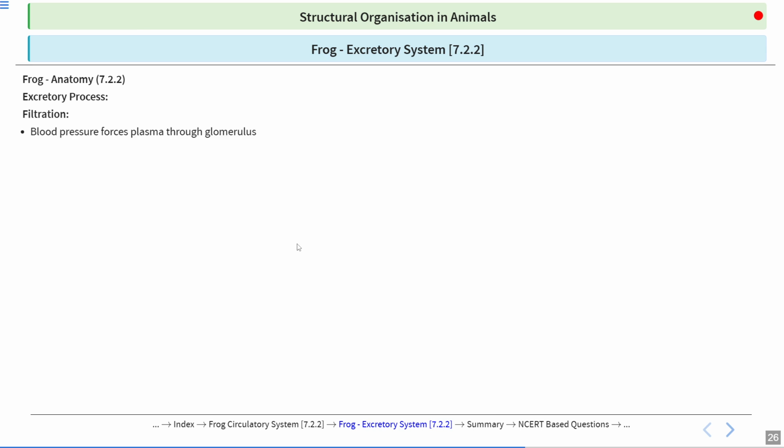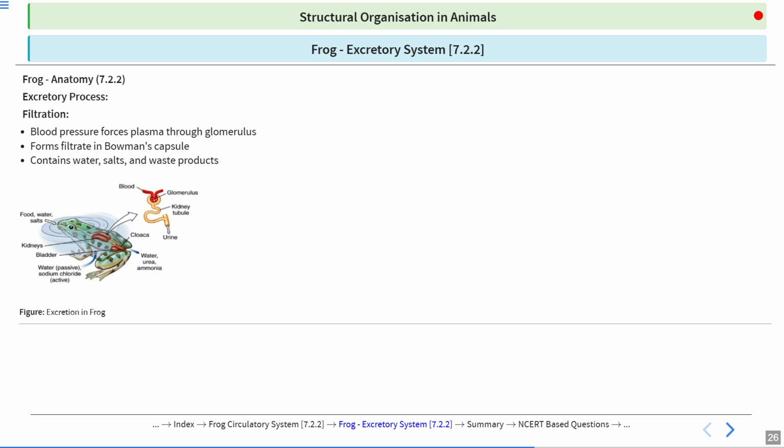If you talk about the mechanism of the excretory process, the first thing is filtration. Blood pressure forces plasma through the glomerulus. Inside the glomerulus, there is a pressure of the blood, so there is a filtration process. That forms the filtrate in the Bowman's capsule, and that contains water, salt, and the waste product. Along with the waste substances, some useful substances are also filtered out. Salts, electrolytes, water, glucose are there. So all those useful substances have to be reabsorbed, right?